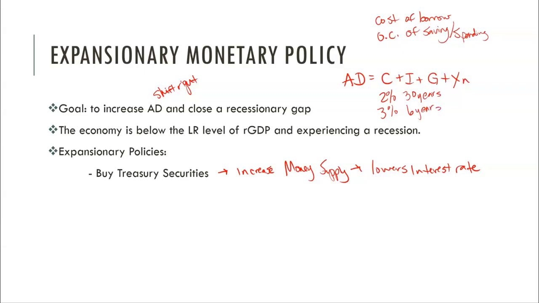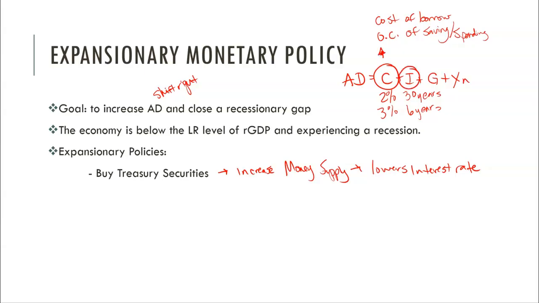You're going to buy more houses. You're going to buy more cars. You're going to borrow more money because the cost of borrowing has decreased. It's cheaper to buy a house. It's cheaper to buy a car when interest rates are lowered. And so consumption is going to go up, right? Consumption is going to go up when interest rates go down.